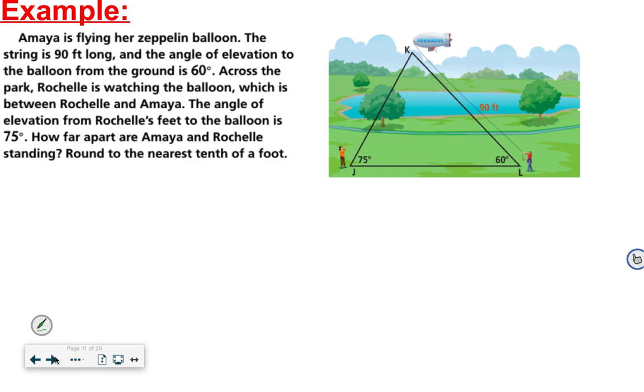Amaya is flying her Zeppelin balloon. The string is 90 feet long. So this is 90 feet. And the angle of elevation to the balloon from the ground is 60 degrees. So this angle is 60 degrees. Across the park, Rachel is watching the balloon. Here, Rachel is here.